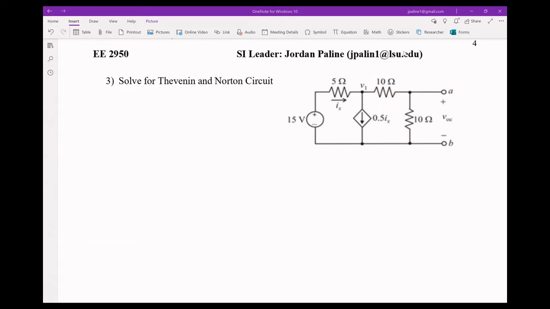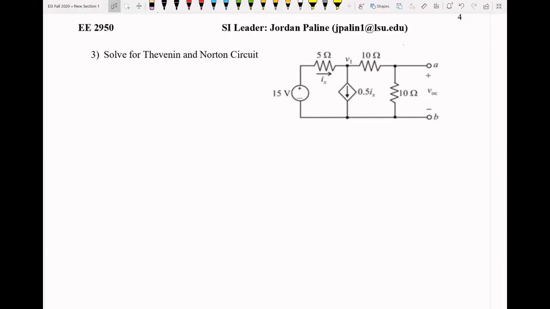All right, let's go ahead and take a look at the next problem that we have. This one is asking us to solve for the Thevenin-Norton circuit. You'll notice this one's a little bit different because, dun dun dun, we have a dependent source. This is new to us. We haven't worked with these before, but fret not. The process is going to be slightly different, but it's easy enough to work with.